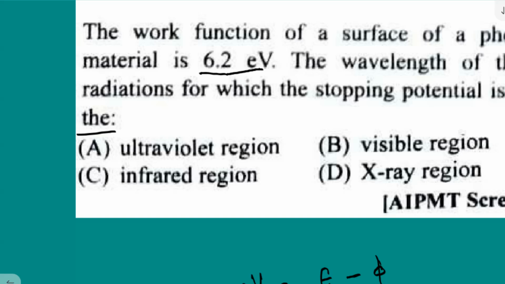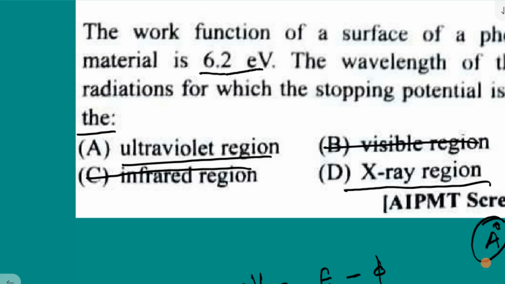Now 113 nanometer lies below 400 nanometer. So light will be at least in the UV region. So infrared is not possible, visible is not possible. So either it can be in UV or in X-ray. Normally X-ray has a wavelength in the angstroms or in the few nanometers. So X-ray cannot be the answer. Only option A, UV, is the right answer.